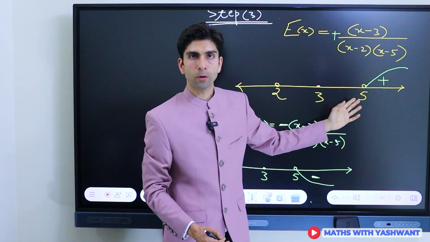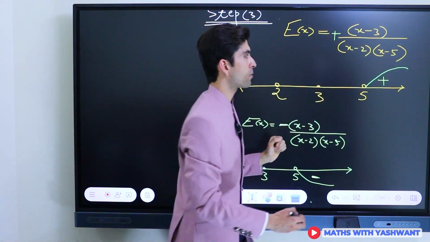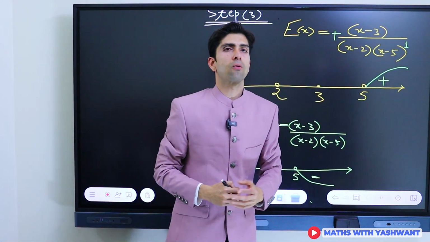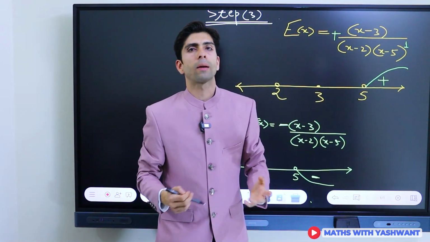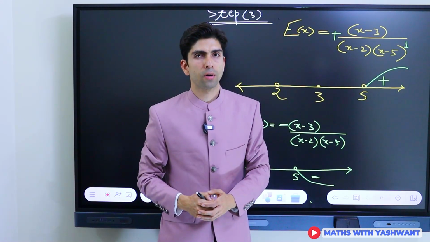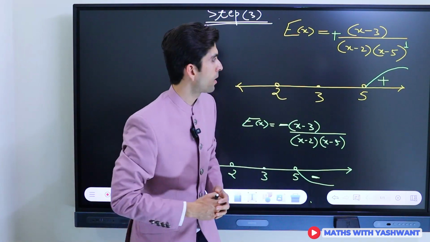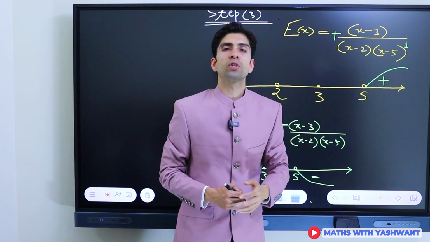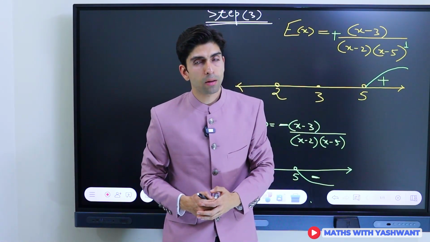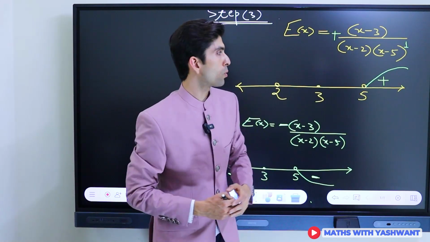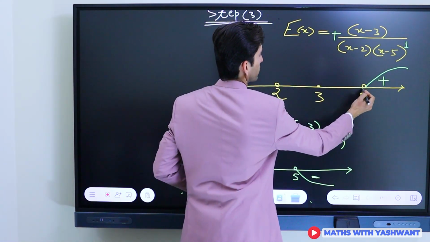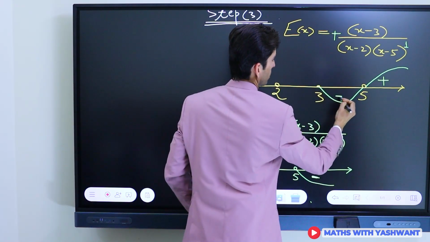The linear factor corresponding to 5 is x minus 5 and its power is 1. We usually don't write a power 1 for a mathematical quantity, but by default if it is not written, it is taken to be 1. Hope you understand. So if the power is odd, the curve will change its sign, and if the power is even, the curve will not change its sign. Because 1 is an odd number, the curve will change its sign from positive to negative.